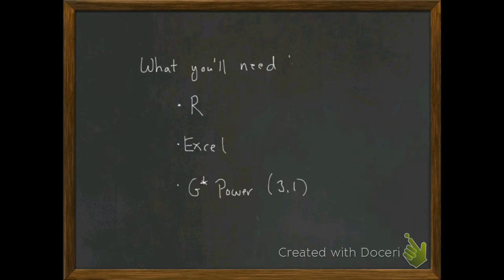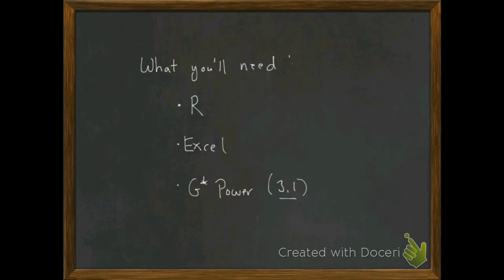Guys, for this video and getting prepared, what you're going to need is R up and running. You'll need Excel, and you're going to need G-Power. For the illustration I use, we'll use G-Power version 3.1. If you've upgraded and you've got the super duper G-Power version, then good for you.